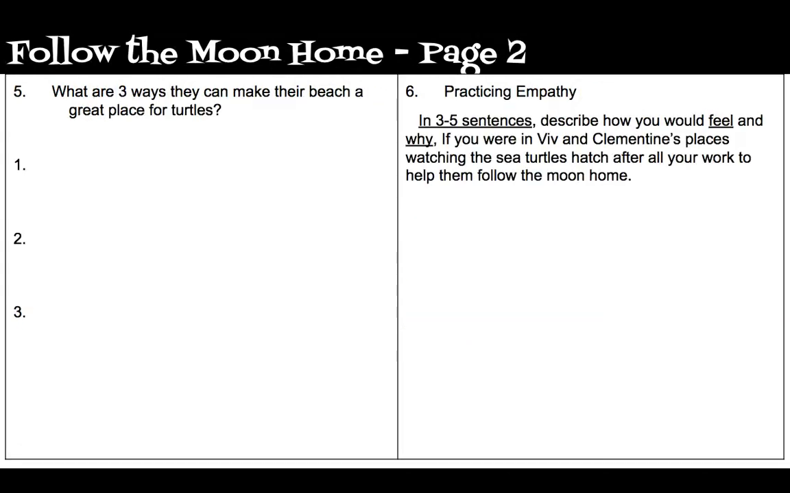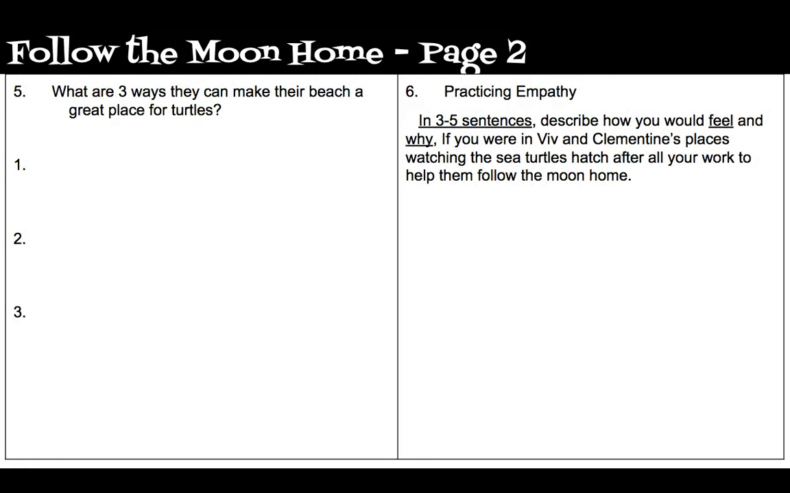On page 2, you have 2 questions. Number 5 asks you to name the 3 ways that Viv and Clementine presented at their meeting that could make the beach a great place for turtles. So it was on their big night. They were on stage and they presented 3 ideas.